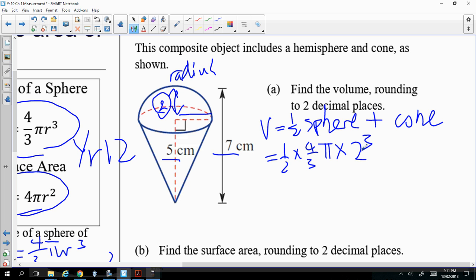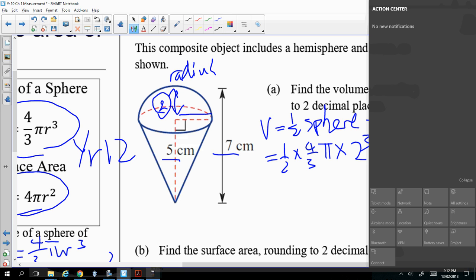And how about the cone? The cone is the same thing. 1/3 pi r squared times the height. The radius is given as well, they share the same radius, so it will be 2 squared, pi r squared times the height, which is 5. That's the height of the cone.